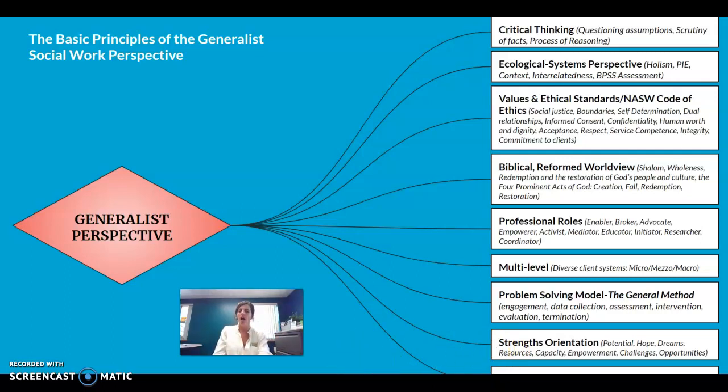Strengths orientation, I think that's probably one of the reasons why I really love the generalist method, because it's really hard to motivate somebody if you're looking at all the negative things or the bad things that they bring to the table. It can feel pretty overwhelming and hopeless. Strengths can give even that glimmer of hope that there's something they already have going on that can help change your situation for the better.